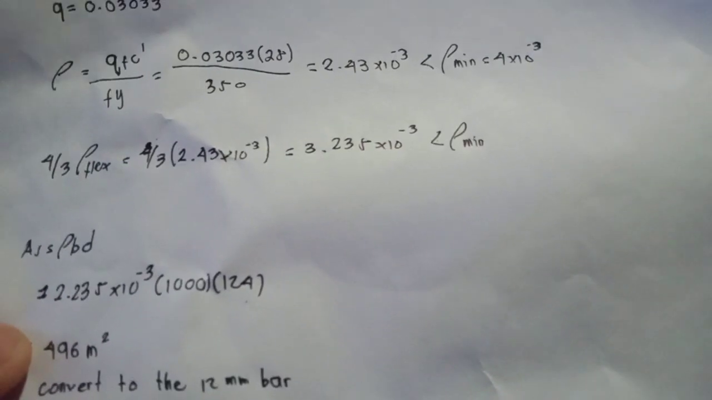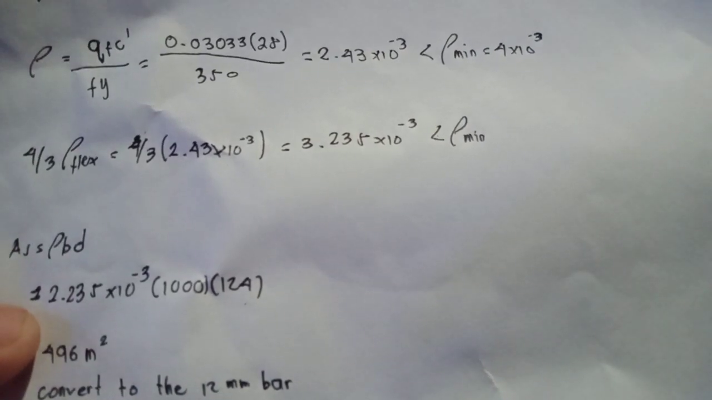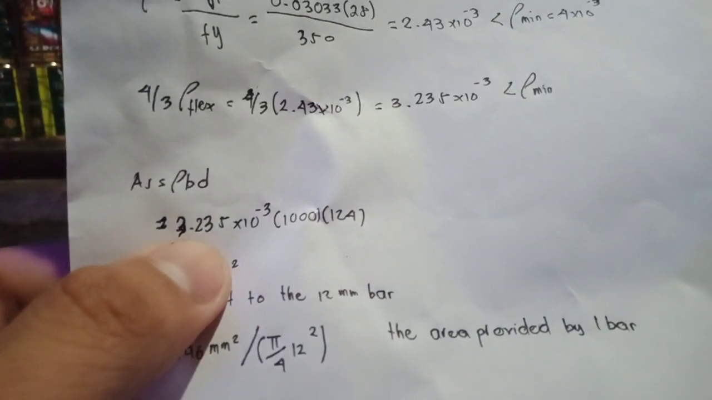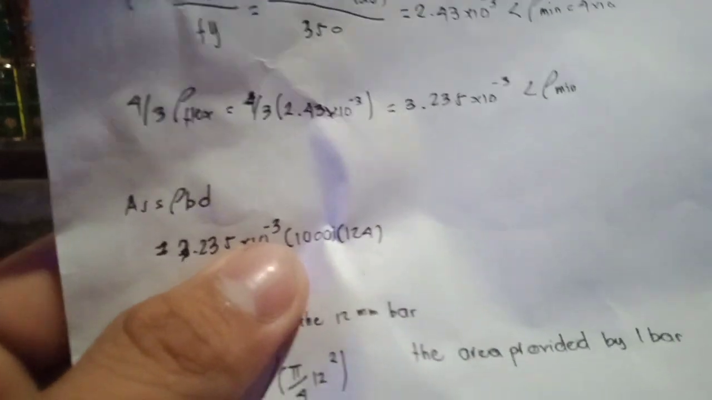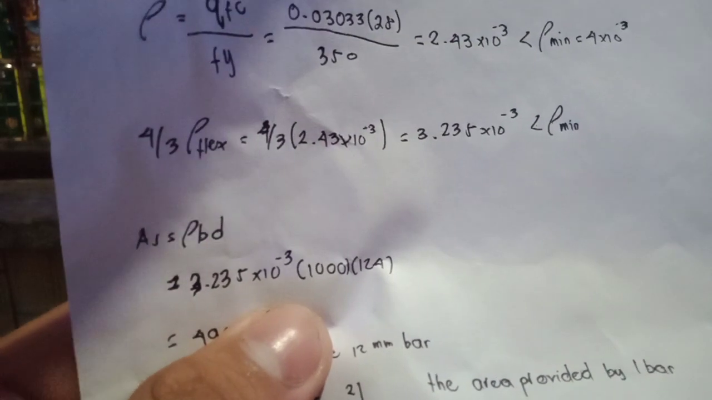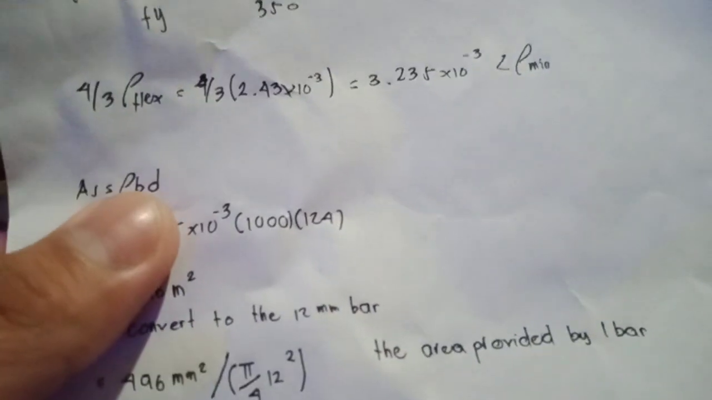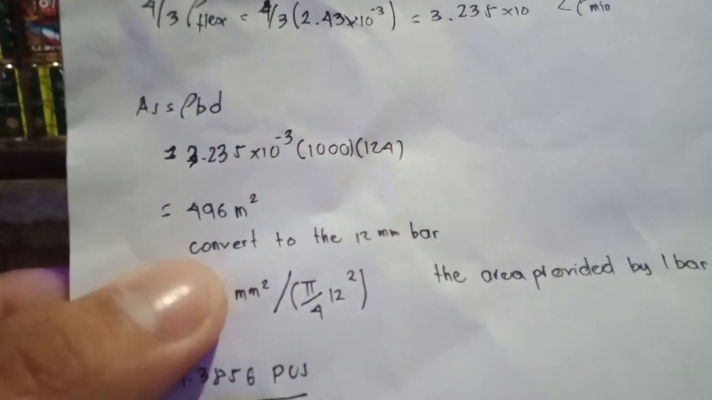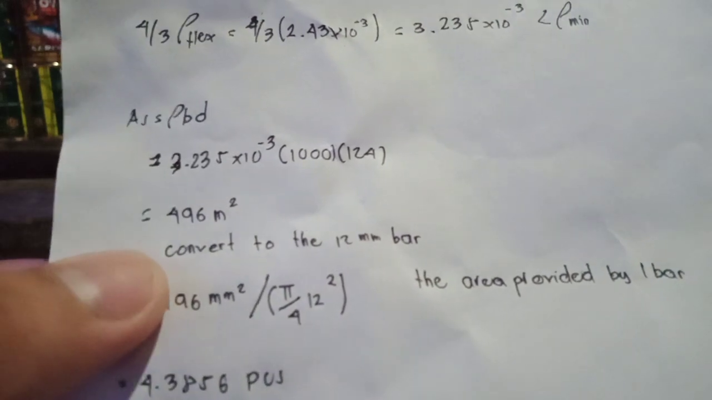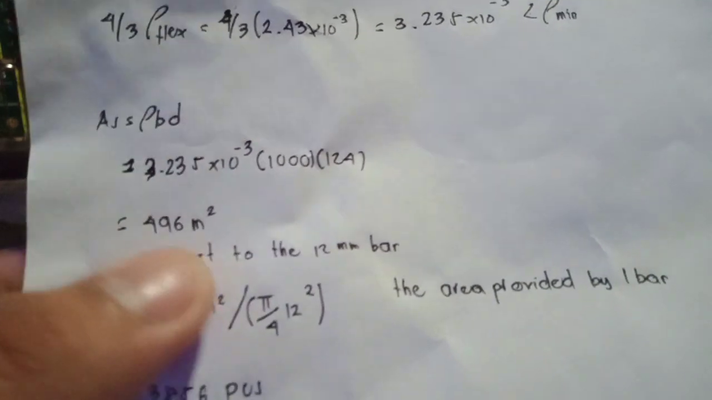Using this, therefore our A of positive rebar is equal to rho b d. So our rho is equal to 3.235 times 10 to the negative 3, times a 1 meter strip or 1000 millimeter, times our d, 124. So the answer is equal to 496 millimeters squared.